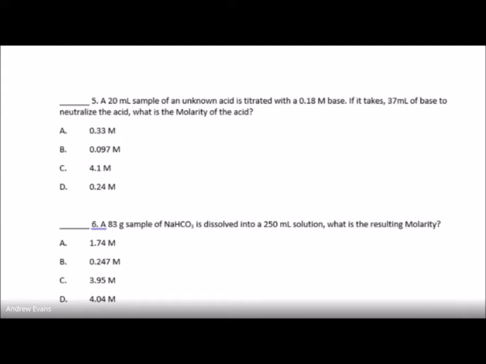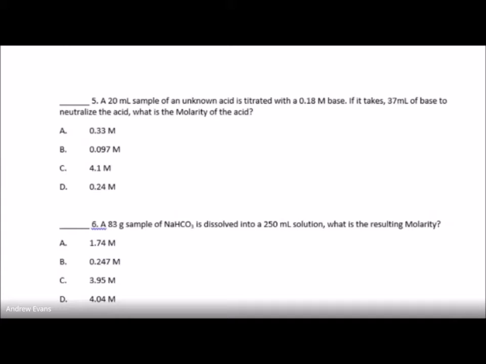A 20 mil sample of an unknown acid is titrated with 0.18 molar base. If it takes 37 mils of base to neutralize the acid, what is the molarity of the acid? So we have MAVA equals MBVB.